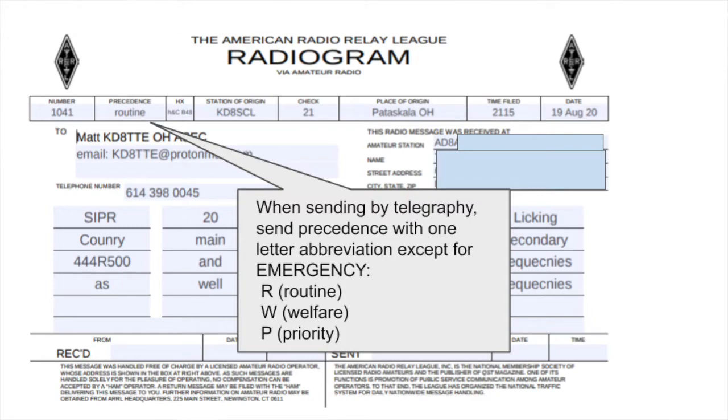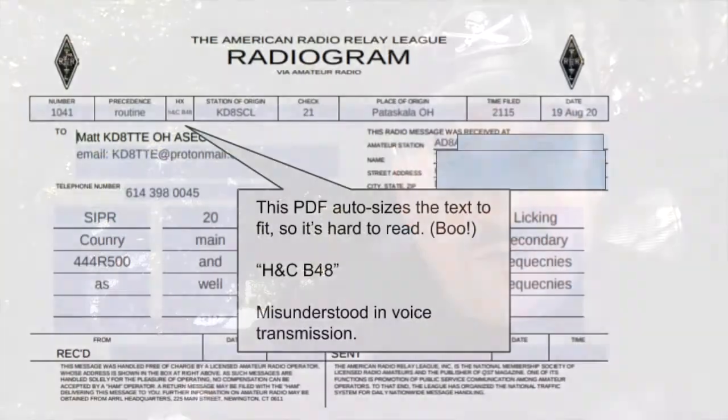It is never abbreviated. This particular message is actually presented in the form of the ARRL radiogram, the autofill PDF version. A lot of people like it. It seems kind of handy. I don't particularly like it because it does scale the text so that it will fit in the box, and that makes it difficult to read.